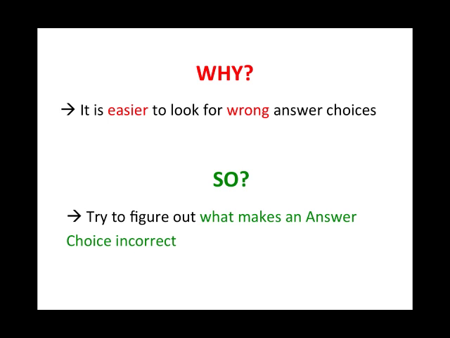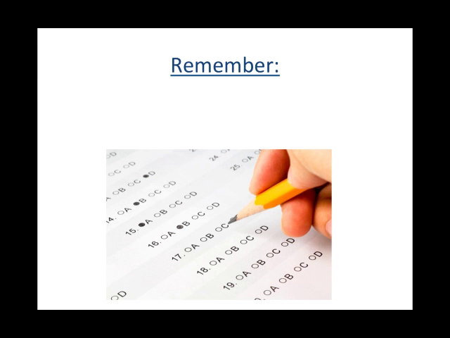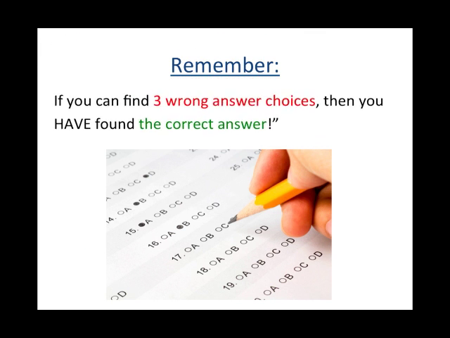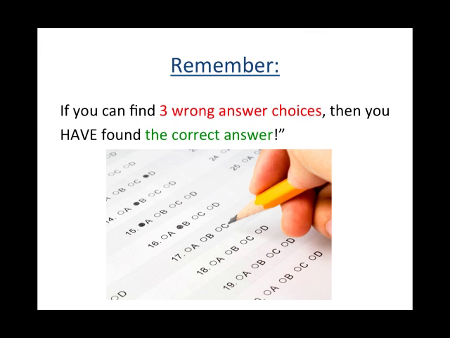The more you can find the tricks that make the answers incorrect, the quicker you will be able to get through questions. So remember, if you can find 3 wrong answer choices, then congratulations, you have found the correct answer.